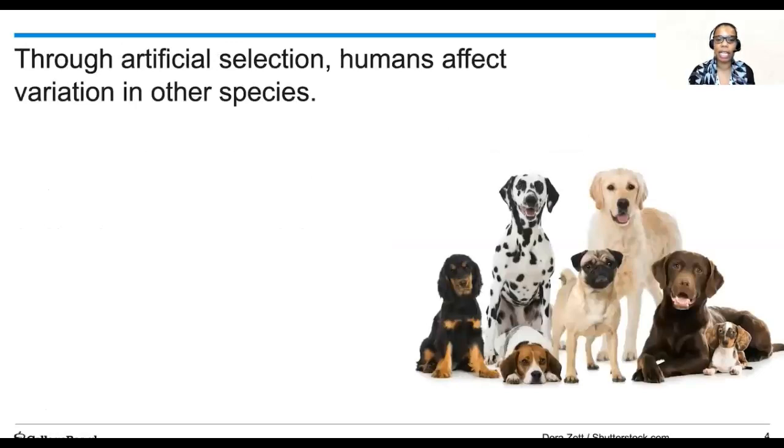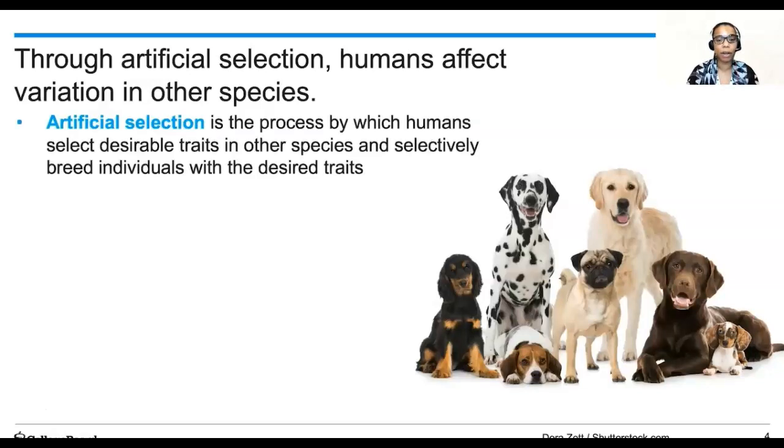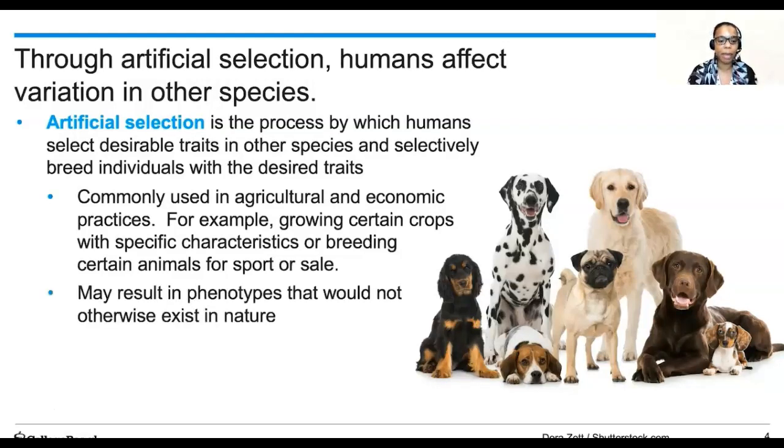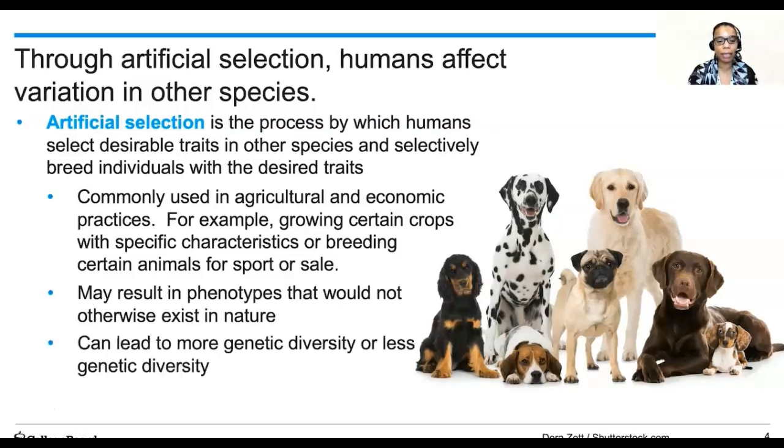So through artificial selection, humans affect variation in other species. Artificial selection is a process by which humans select desirable traits in other species and selectively breed individuals with the desired traits. Commonly used in agriculture and economic practices. For example, growing certain crops with specific characteristics or breeding certain animals for sport or sale. This may result in phenotypes that would not otherwise exist in nature. And it can lead to more genetic diversity or less genetic diversity.